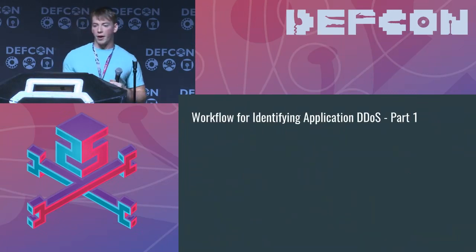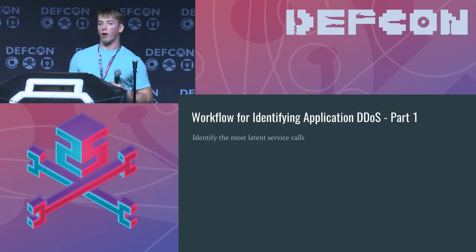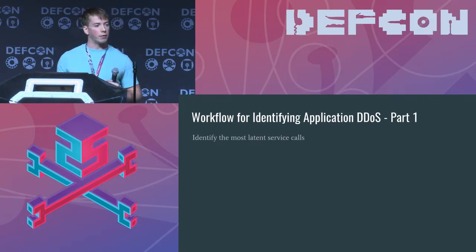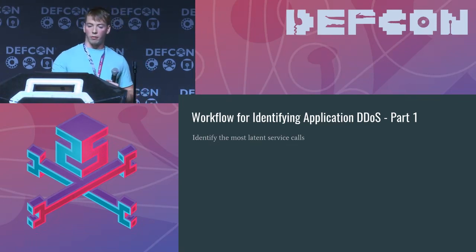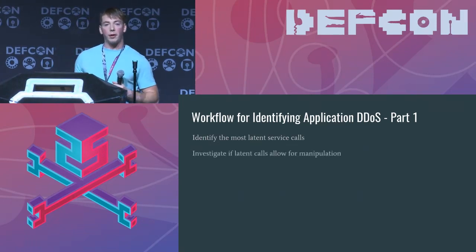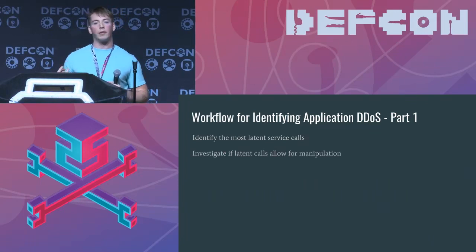So what is the workflow for identifying application DDoS? The first thing you need to do is identify the most latent service calls. What are the calls that are going to be the most expensive, touch the most middle tier and backend services? And once you identify those, you want to investigate ways to manipulate them. How do we make them more expensive? How do we get those calls to touch more services?